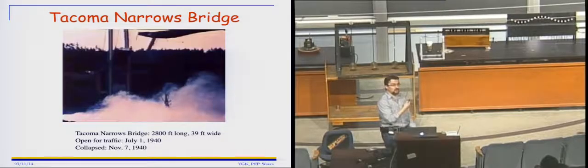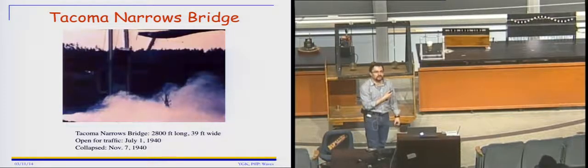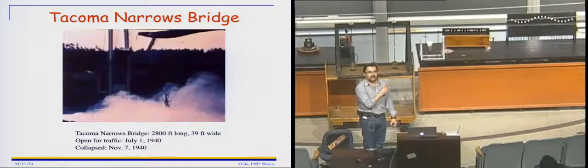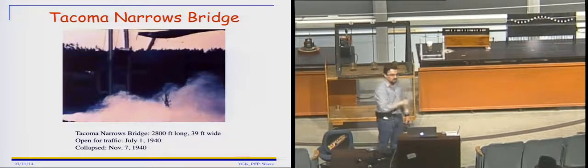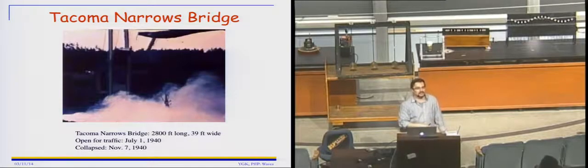Luckily enough, nobody got hurt. Well, no people got hurt. A little dog died. You saw that car? There was a car on the bridge. Apparently, the little dog got so frightened, it didn't want to leave the car and perished in this disaster. That was the only fatality.